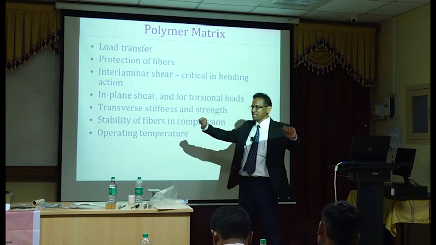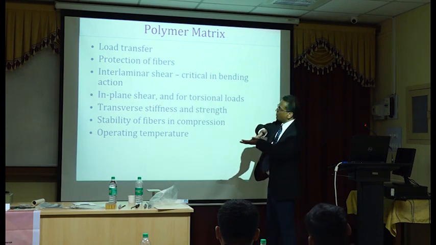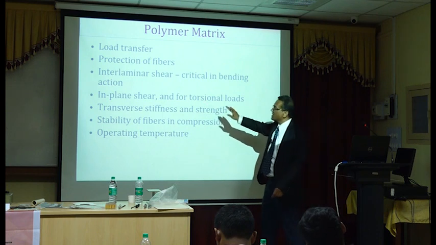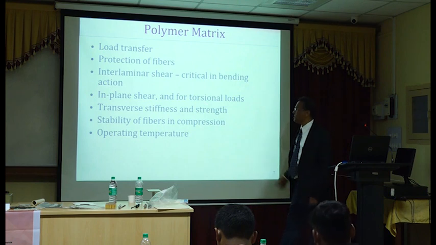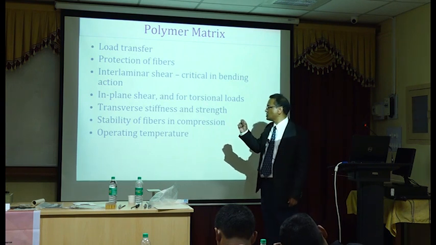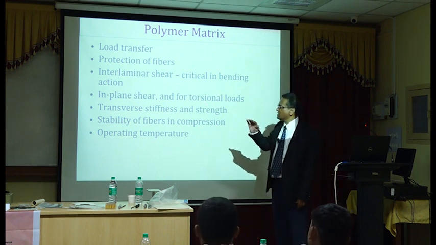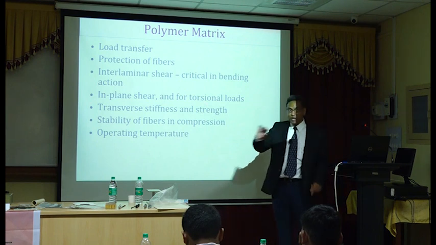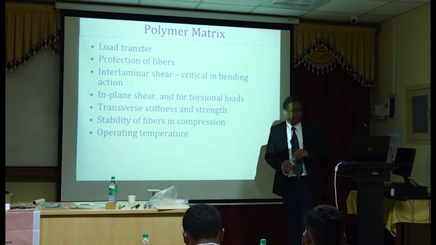Are you with me? Whereas the tensile strength in the direction of the fiber is dominated by the fiber. Interlaminar shear, in-plane shear, those are all dominated by matrix properties. Transverse stiffness and strength, even strength is dependent on matrix properties. We'll talk about this and we'll attach some numbers. We'll get a feel for numbers tomorrow. Stability of fibers in compression is completely dictated by polymer matrix because fibers have very, very large aspect ratios. Therefore, they cannot carry any compressive load. So if they are completely surrounded by matrix, the buckling or micro buckling of fibers is prevented. And of course, operating temperature of the composite depends on the glass transition temperature of matrix. We'll talk about it in a minute.